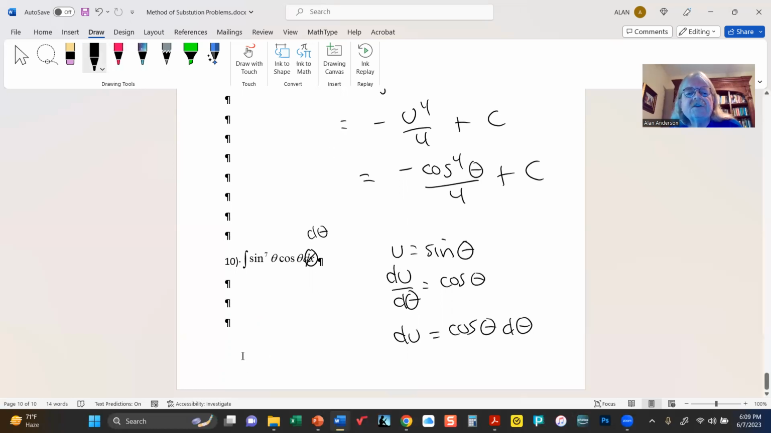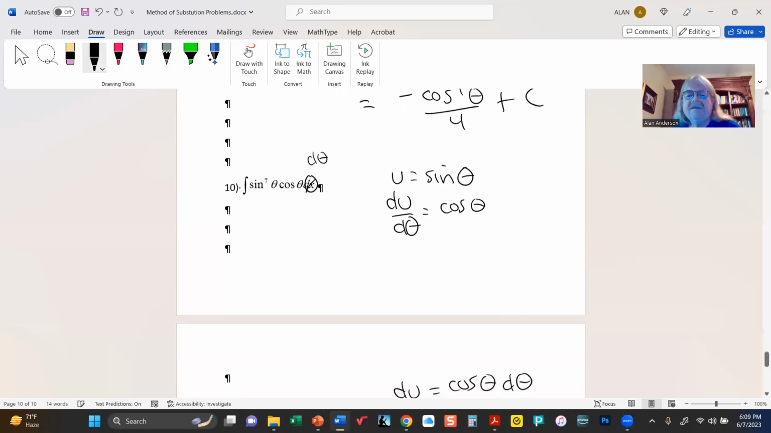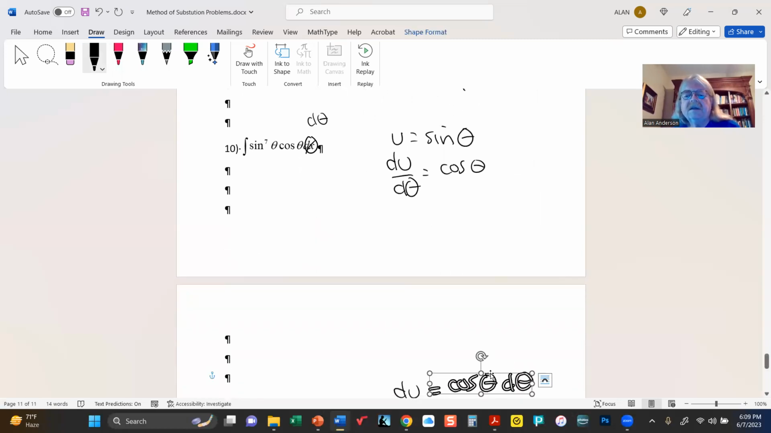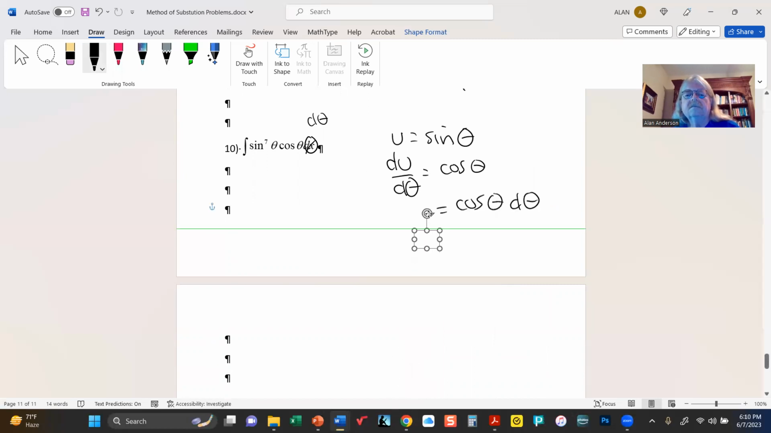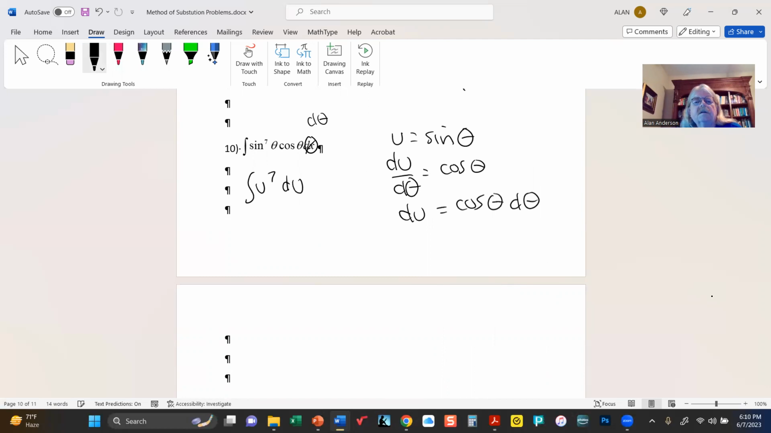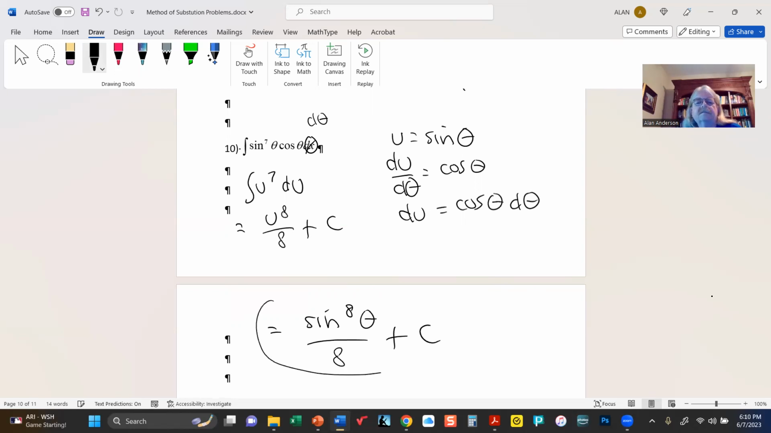All right, do we have that? Actually, this time we do. We don't have to make any real changes. So basically, I can even just write it like this, it's just equal to u to the 7th du. You're going to end up with sine 8 theta. Okay, very good.